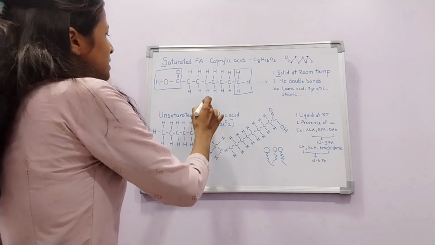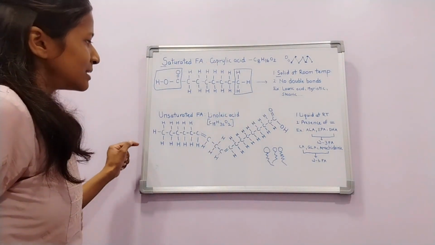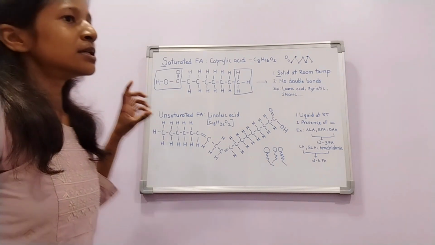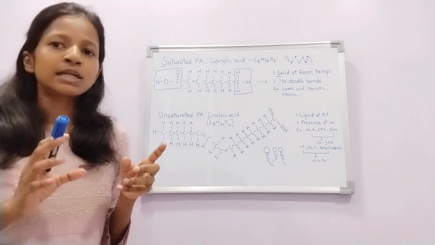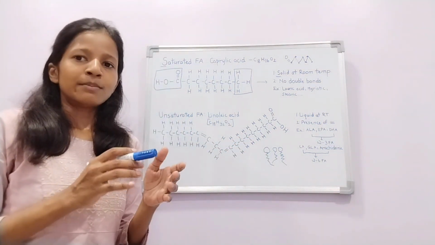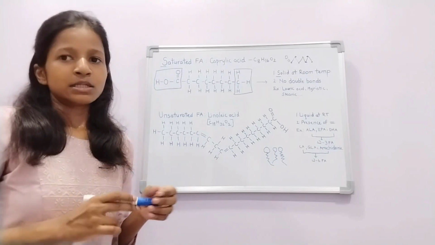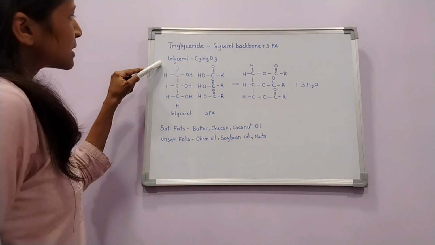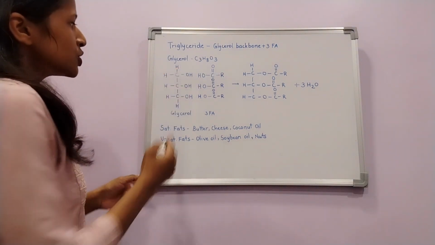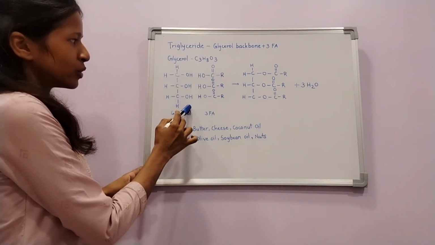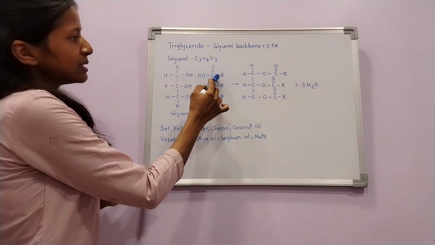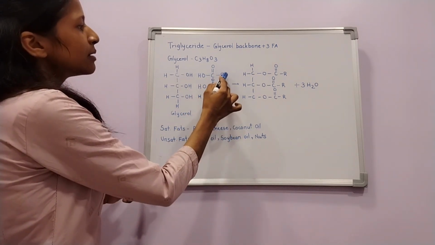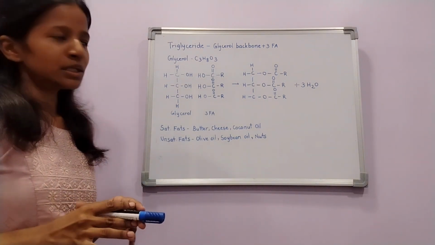So these are the structures of saturated and unsaturated fatty acids. Now once we understand this, it will be easier to understand how a triglyceride molecule is formed with a glycerol backbone and fatty acid tails attached to it. Now as we know, glycerol is CH2OH, CHOH and CH2OH, and we are taking 3 fatty acid molecules here, right? Now this R represents a hydrocarbon chain.